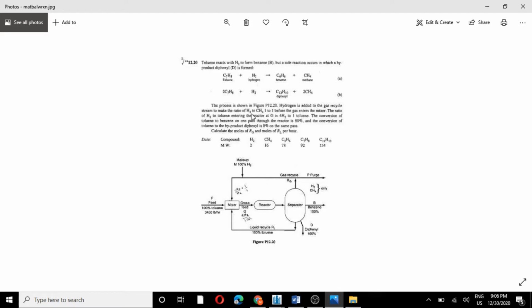Hydrogen is added to the gas recycle stream to make the ratio of hydrogen to CH4 1:1 before the gas enters the mixture. The ratio of H2 to toluene entering the reactor at G is 4 H2 to 1 toluene. The conversion of toluene to benzene on one pass through the reactor is 80%, and the conversion of toluene to the byproduct diphenyl is 8% on the same pass. So calculate the moles of Rg, which is the gas recycle, and moles of Rl, which is the liquid recycle per hour.